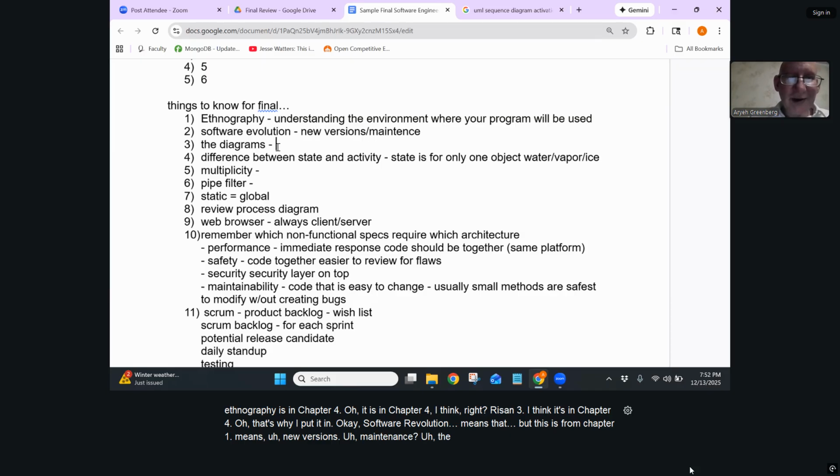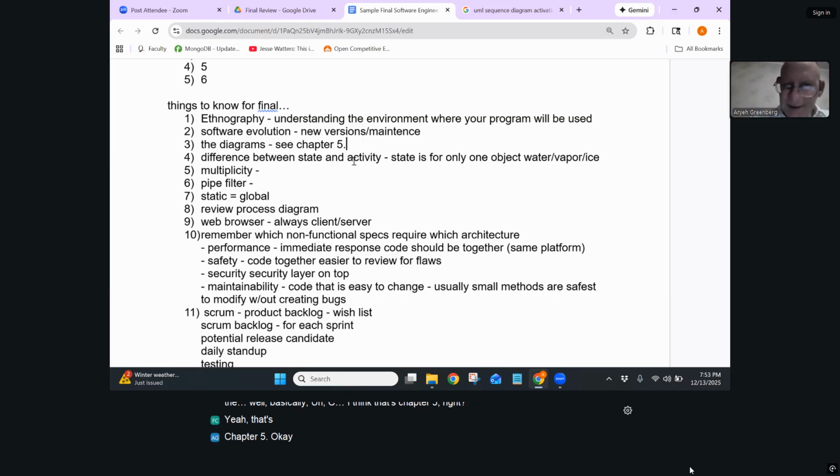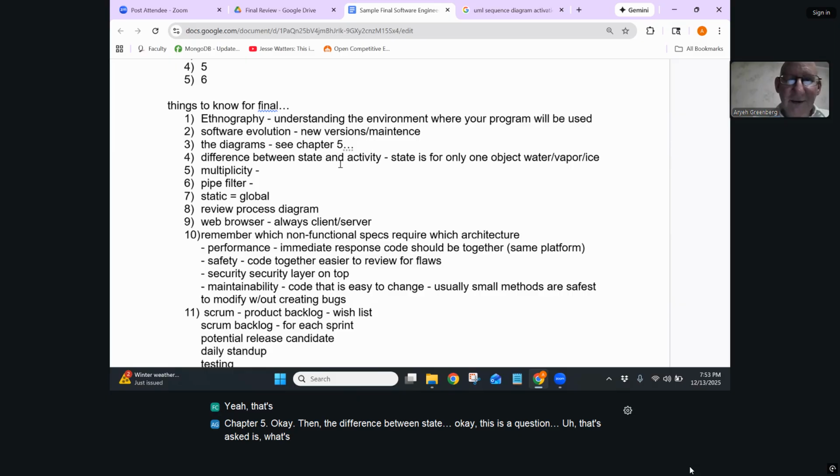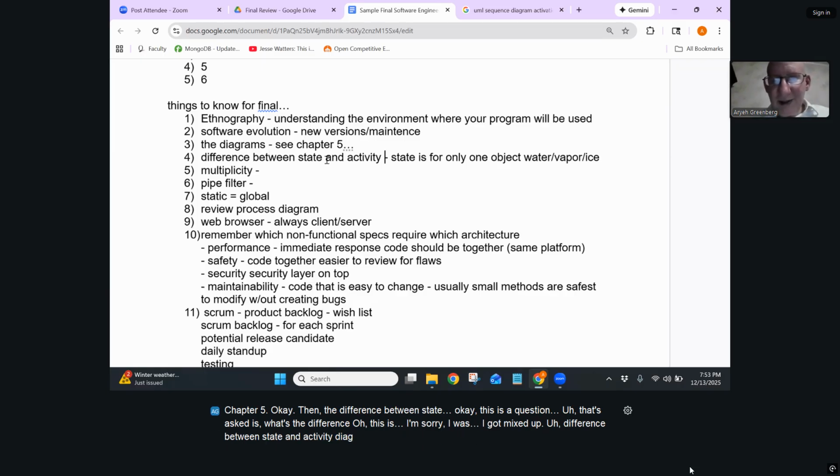The diagrams, you should know all the diagrams. Do you remember all the diagrams? What are they? I think that's chapter five, right? Yeah, chapter five. Then the difference between state and activity diagrams. This is a question that's asked.